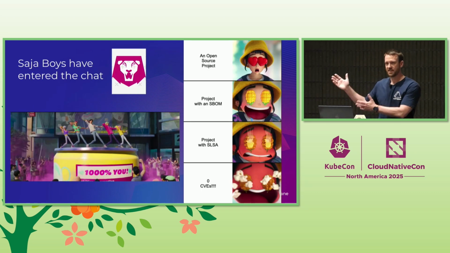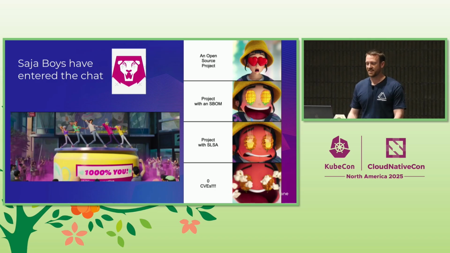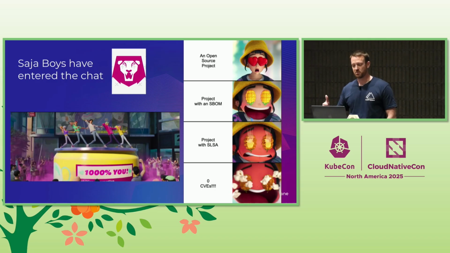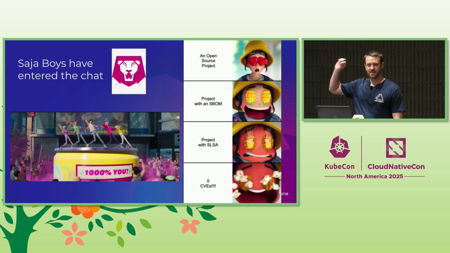So, the Saja boys have entered the chat. Rather than just being the open source project, they're a company that has the same project with an SBOM and a SLSA build provenance and 0 CVEs, right? This is gonna solve all of the problems you have. It is worth all of the money your company is willing to spend on it.